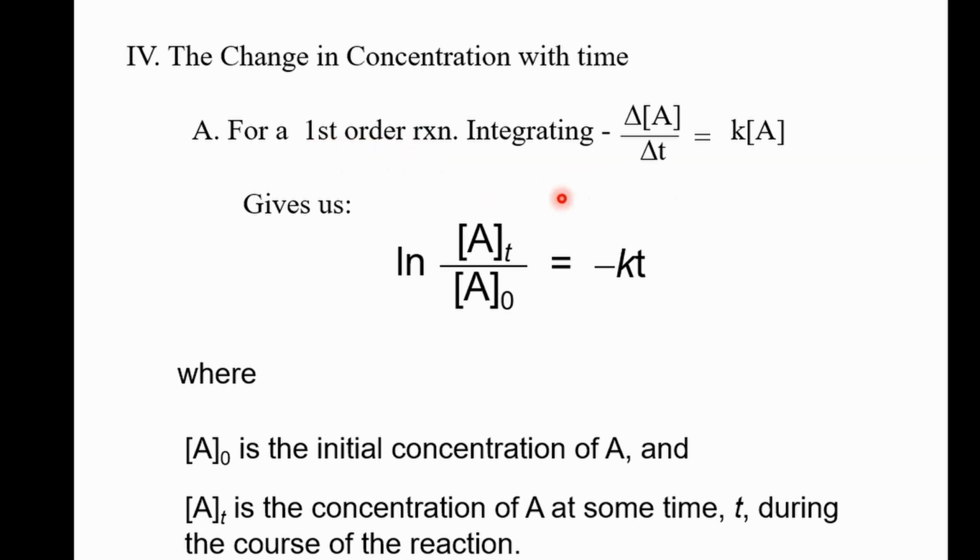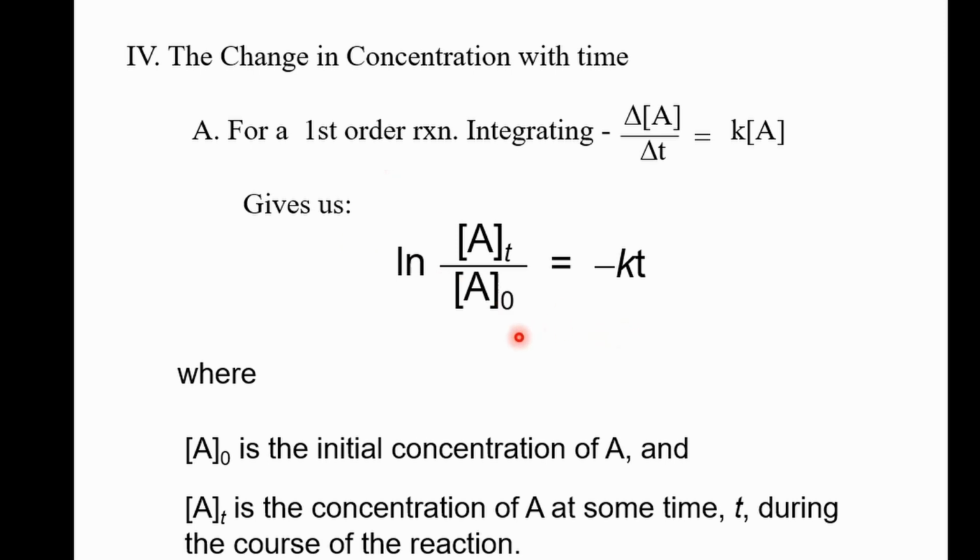So a lot of times I have the calculus teacher show me how to take integrals of this and derive this thing here. We'll just take his word for it. And it says natural log of the concentration of our reactant at some time t over the concentration of our reactant at time 0 equals negative the rate constant times t. A sub 0 is the initial concentration. A sub t is the concentration at some time during the course of the reaction.